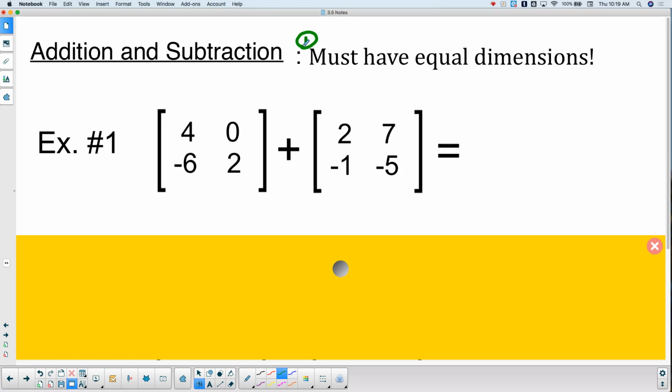So looking at these two matrices, the dimensions of the left matrix is 2 by 2, because there are 2 rows and 2 columns. The dimensions of the right one is also 2 rows, 2 columns, so it's 2 by 2. So they have identical dimensions. Therefore, I can go on. If they didn't have identical dimensions, I would write down not possible. That's the answer if you cannot add them. Not possible, because the dimensions are not the same.